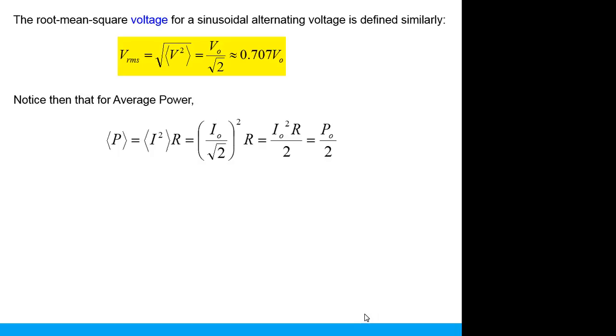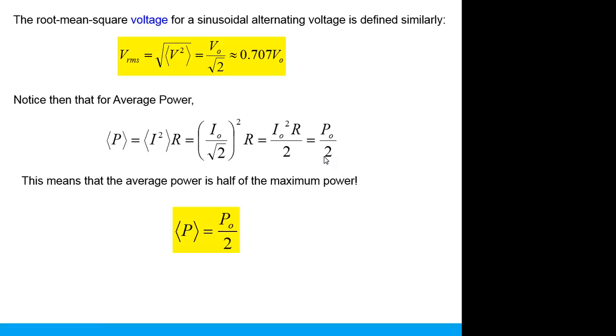Then for average power, we can simply do this. Remember, last lecture I left you off with average power is the mean square current times R. The mean square current is just the root mean square current squared. So the root mean square current is I naught over square root 2, squared, times R. So you get I naught squared times R on the numerator. Square root 2 squared is just 2. So what you end up with, very interestingly, is that the average power for an AC current is half of the maximum. And you get this.